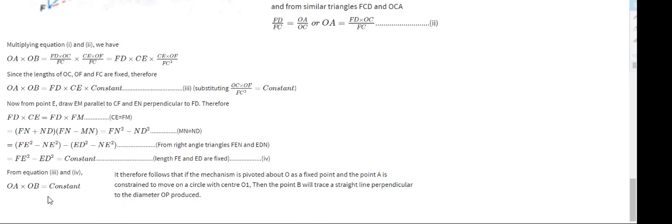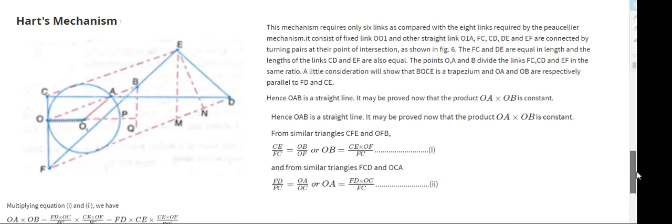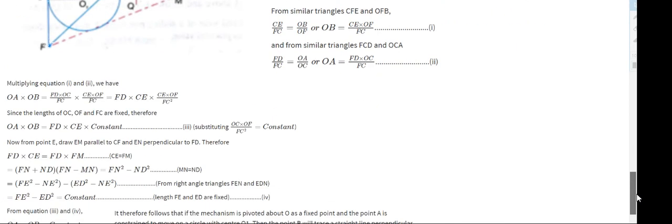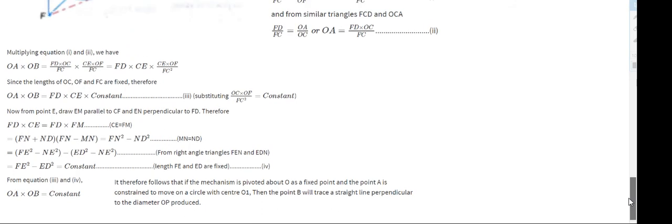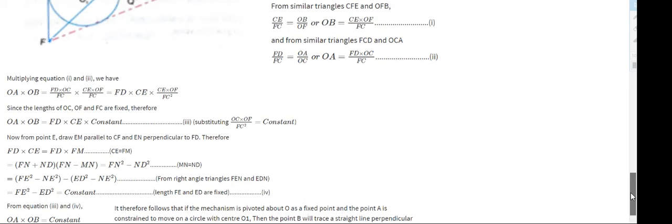So OA times OB becomes constant, and thus the mechanism will trace a straight line perpendicular to the diameter OP. But this is not required for this much, but you still write it and study. If they ask to prove that Hart mechanism is a straight line mechanism, this is how you do it. But they have not asked it. They only mention to mention any one or two of the exact straight line mechanism. So you can draw it and explain.